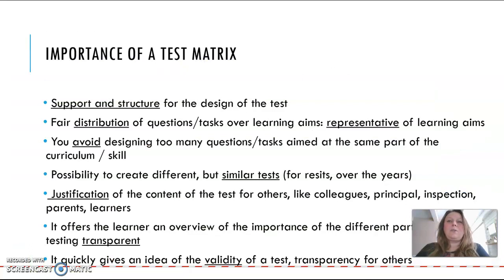You design a test matrix before designing a test because it will offer support and structure for the design of the actual test. It helps you with fairly distributing the questions or tasks over the learning objectives so that it is a representative test. A test matrix gives you overview and structure to create different but similar tests for resets and to maintain a similar level over the years.